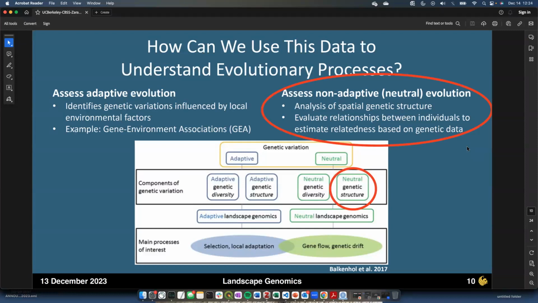So today I'm going to focus, with the TESS example, mostly on assessing this non-adaptive or neutral evolution by looking at how genetic structure is occurring on a landscape.